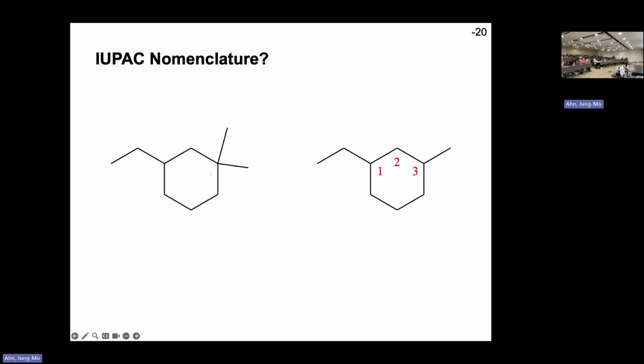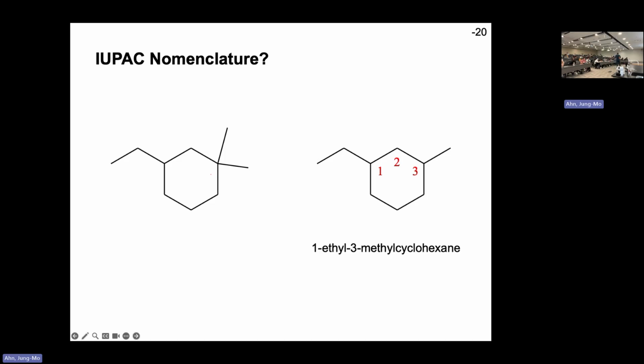That doesn't really do anything. But rule number 4, we're going to put them in alphabetical order, right? So the one that comes first alphabetically gets the lower number. So rule number 4 breaks the tie of rule number 2. That's the reason this carbon gets number 1, because this carbon has an ethyl group as a substituent. Number 3 carbon has a methyl group as a substituent.